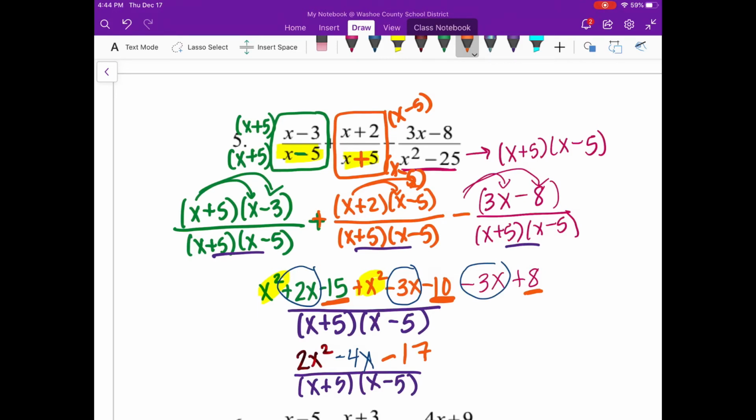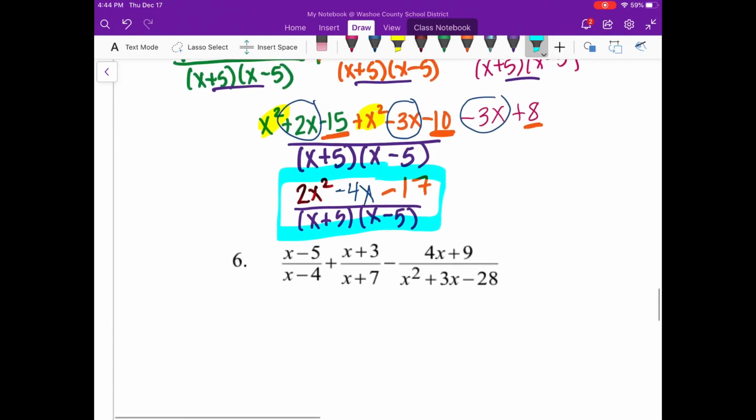Okay, and so you can try to factor out the numerator, see if anything cancels. In this case, it does not. So you are going to leave your answer as that.